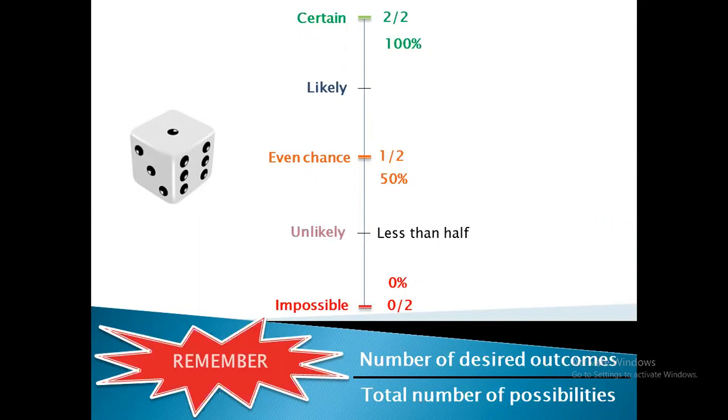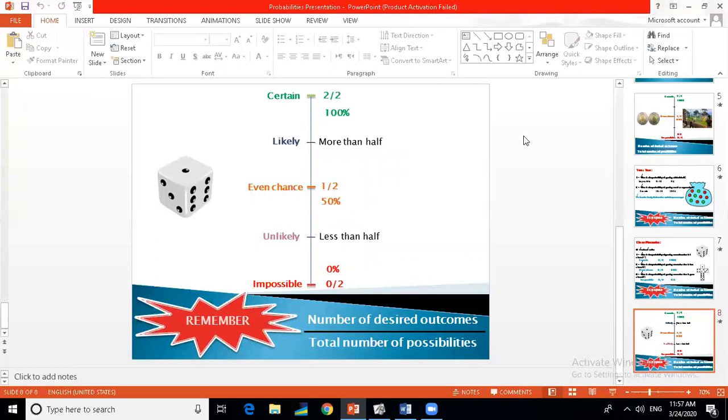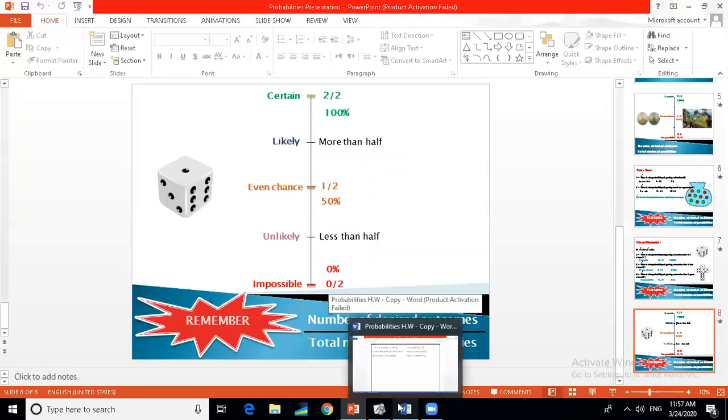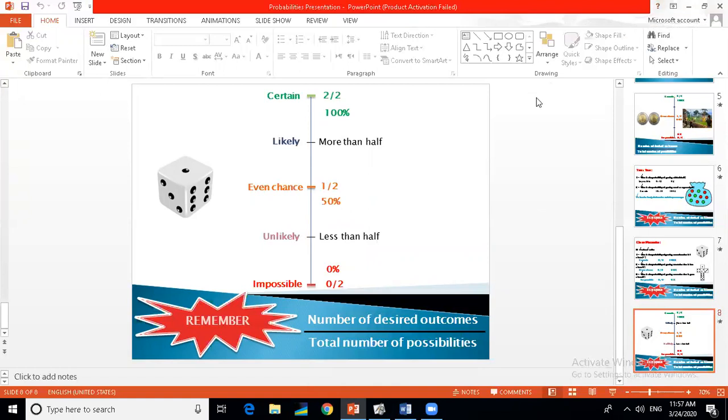All right, so likely, as we agreed, is more than half. Please, guys, you just need to remember this. More than a half is likely, less than a half is unlikely. Now we're going to practice this a little bit more before I give you homework about the two more words that we've just learned right now.